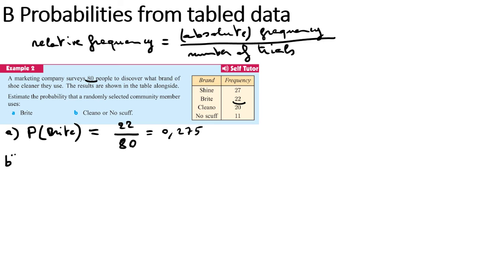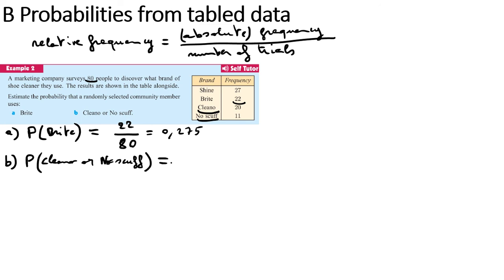And in B, we have to find the probability that a randomly selected community member uses the brand Clino or No Scuff. So in this case, two brands: Clino or No Scuff.